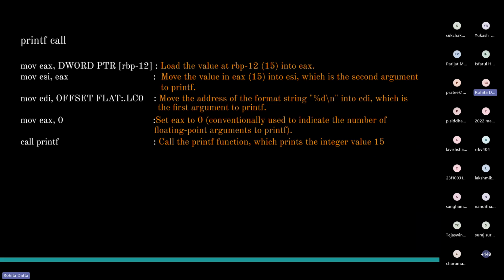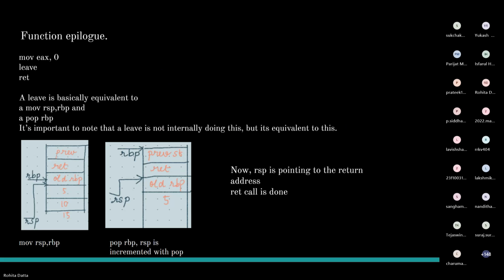Then we had a call to printf. We moved the value 15 into ESI, and we moved the string %d \n into EDI. And then we called printf, and we basically supplied its two arguments with ESI and EDI. And after printf is executed, we did a leave.